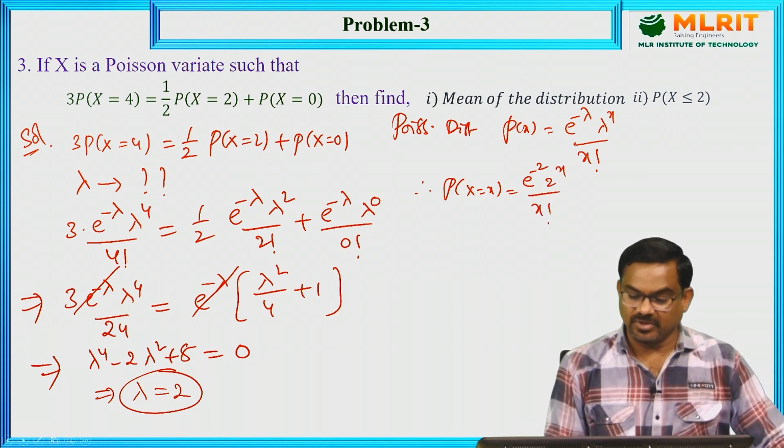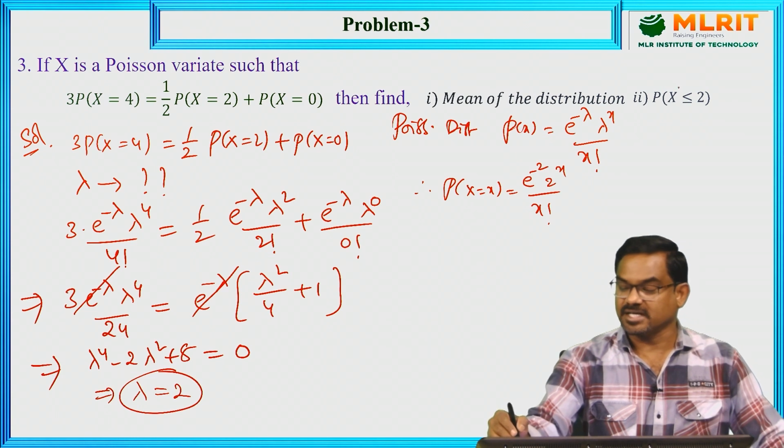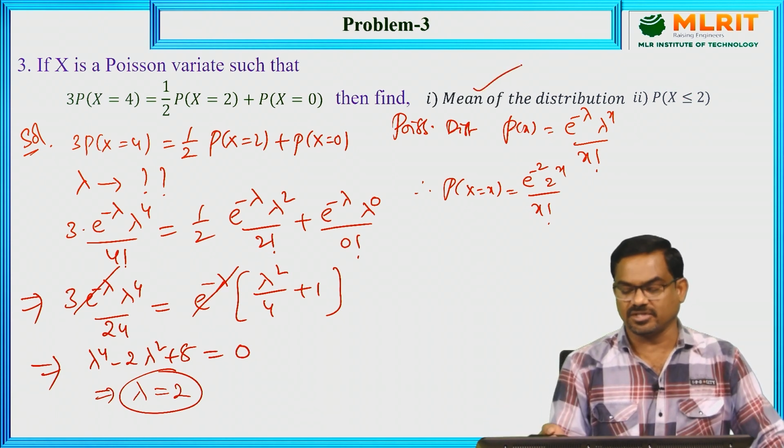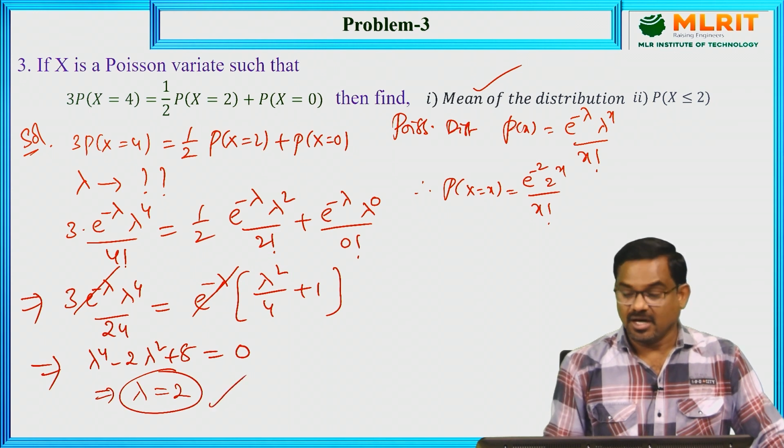And now we have to calculate the second problem, the probability of x less than or equal to 2. Here the mean of the distribution is lambda, which is calculated here, and now the probability of x less than or equal to 2.